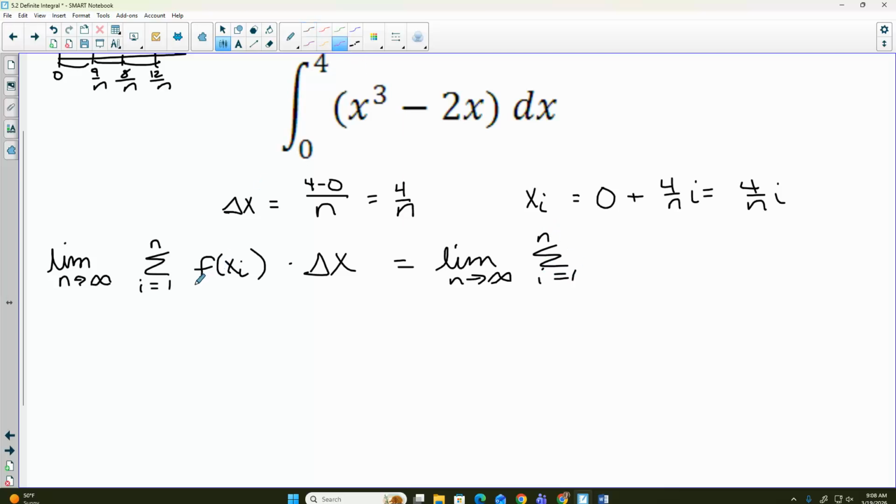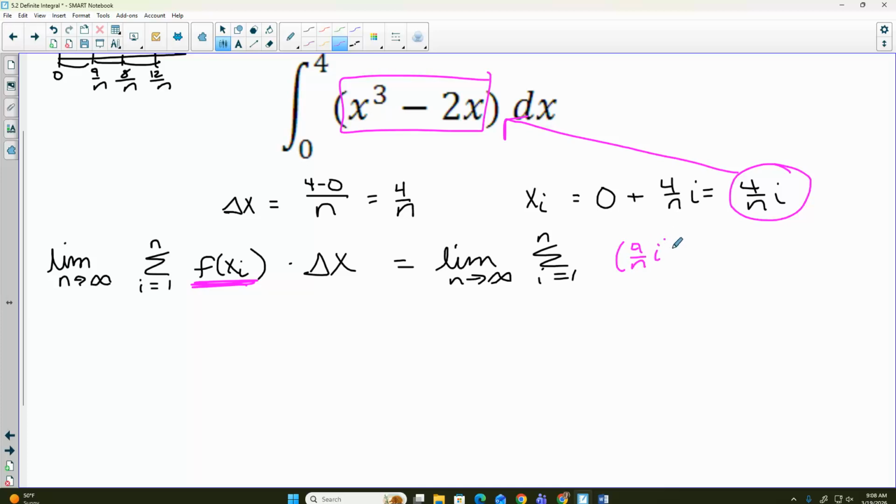What do I mean when I say f of x sub i? We put x sub i back into our equation. That is going in for these x's. So we have 4 over n i cubed minus 2 times 4 over n i. So we replace every x with x sub i, 4 over n i. And then we have this change in x, and change in x is 4 over n.